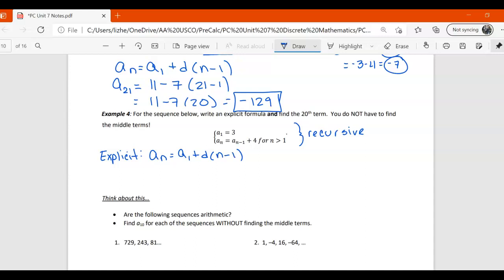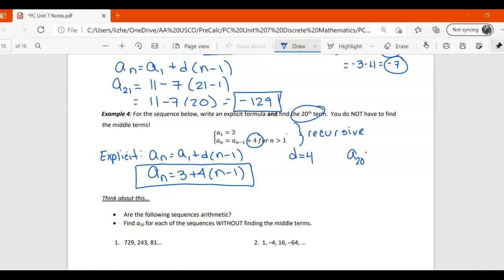So what we have to do is we need to find our D value. So of course we know that our D value is 4. And so then the explicit form would be a_n equals a_1, which is 3, plus 4 times n minus 1. And there is the explicit form of this sequence. And then the next question says find the 20th term. So we're going to do a_20 equals 3 plus 4 times 20 minus 1, which means 3 plus 4 times 19. And you put that in and you get 79.